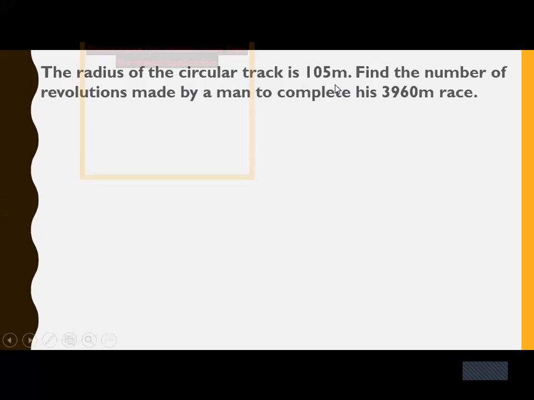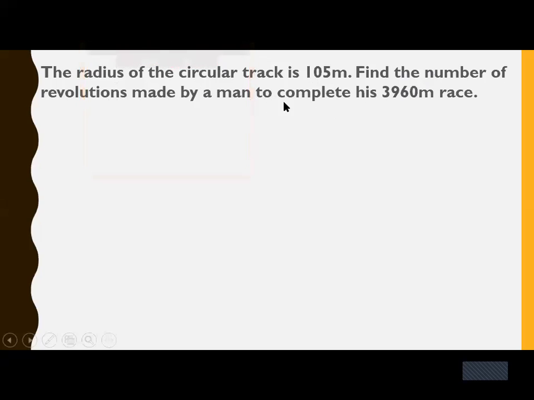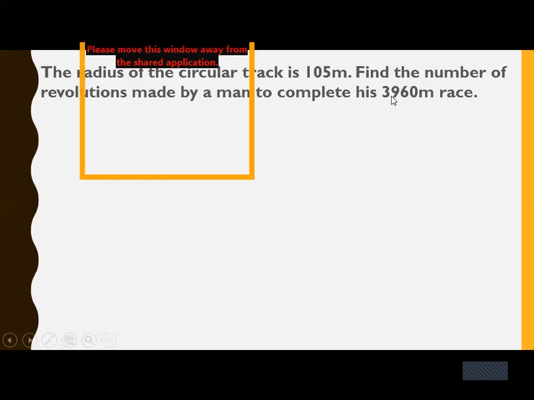The radius of the circular path is 105 meters. Find the number of revolutions made by a man to complete his 3960 meter race. The radius is given and we have to find the number of rotations made by a man to complete the race of 3960 meters. That means the total distance is given. How many times does he have to take the revolution to complete the race of 3960? That means it's the total distance given.